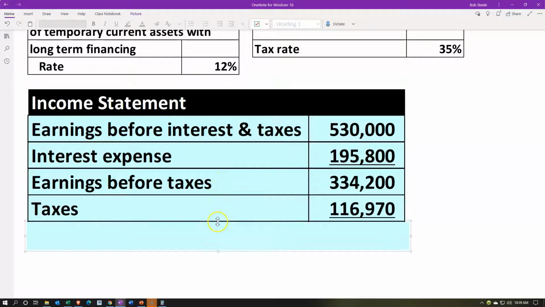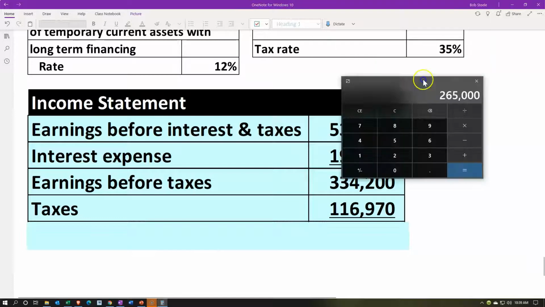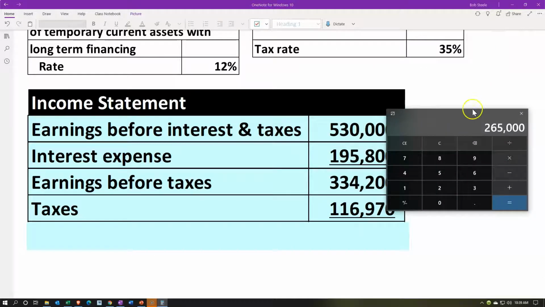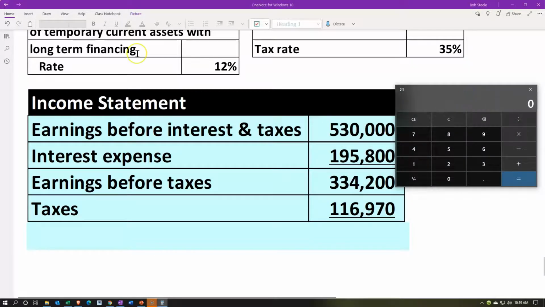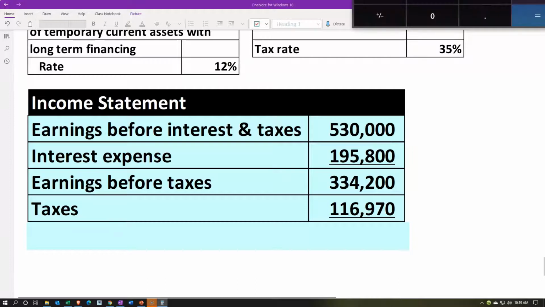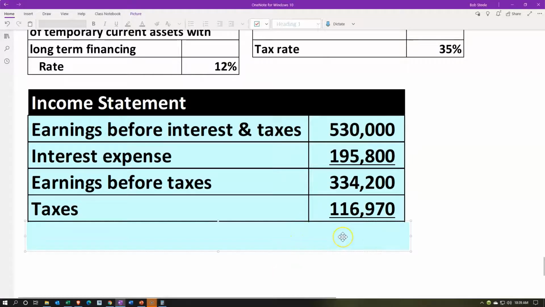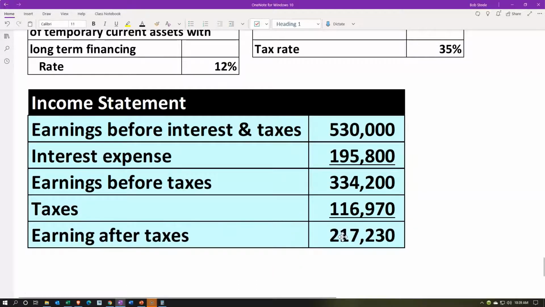Then we're going to calculate the taxes on that. So the 334.2 times the tax rate. So we've got the 334,200 times the tax rate 0.35. That's going to give us the 116,970. And then we get the bottom line number here, the 334.2 minus the 116,970, giving us the 217,230 on the bottom line.